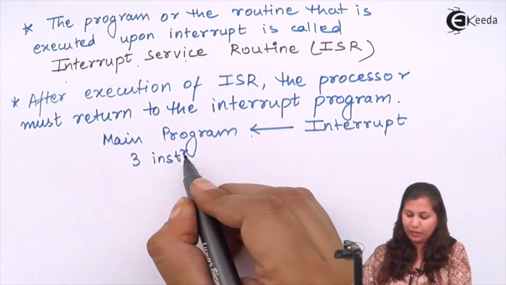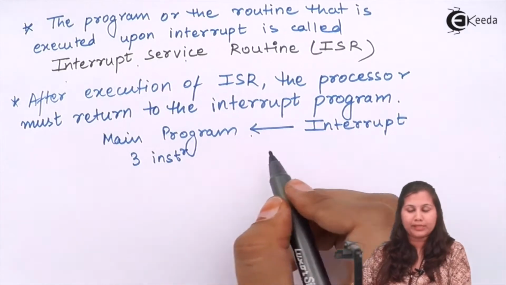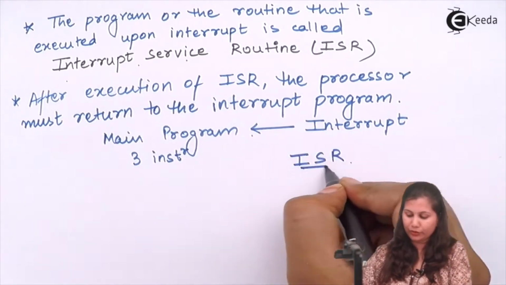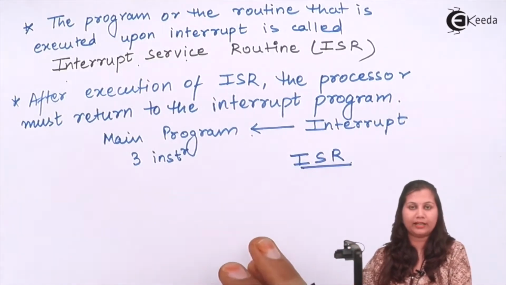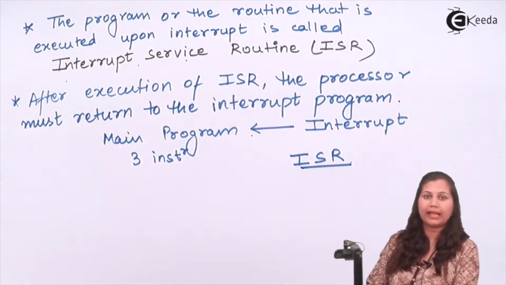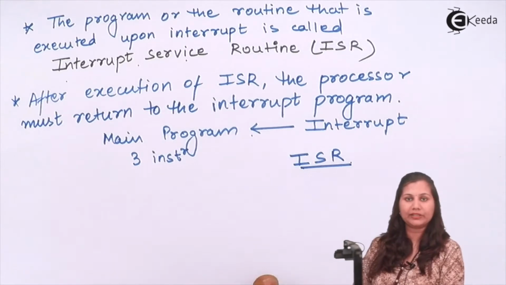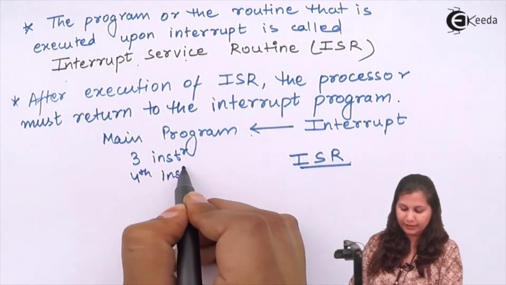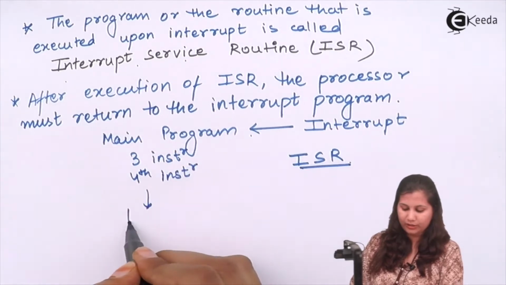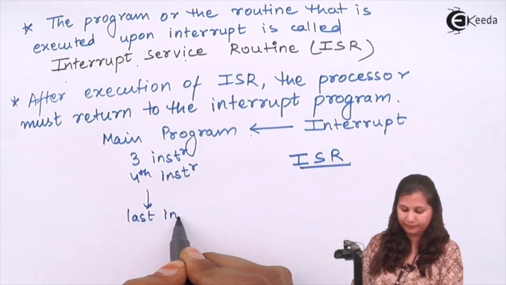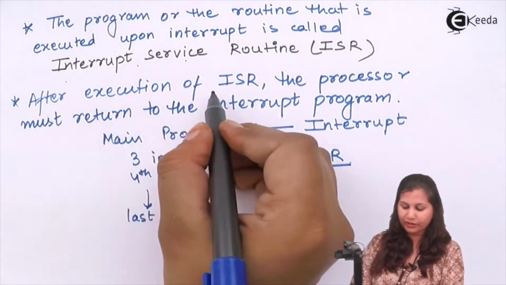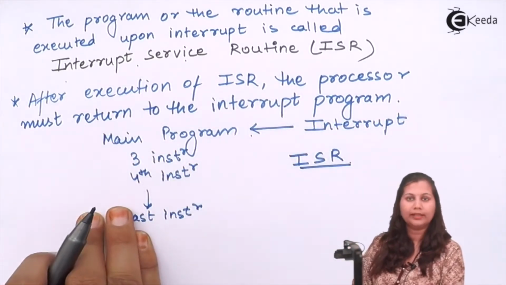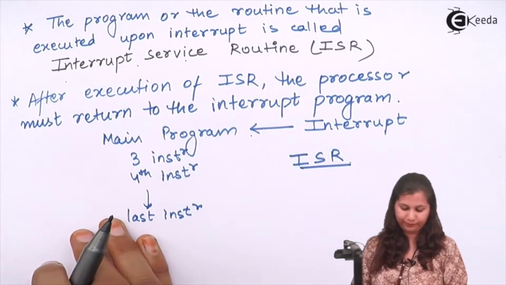When this interrupt is given, the processor will execute the interrupt service routine, the subroutine which is written at a different memory location. When that subroutine has been completely executed, it will return to the fourth instruction and then execute till the last instruction. So after execution of the ISR, the processor must return to the interrupted program.